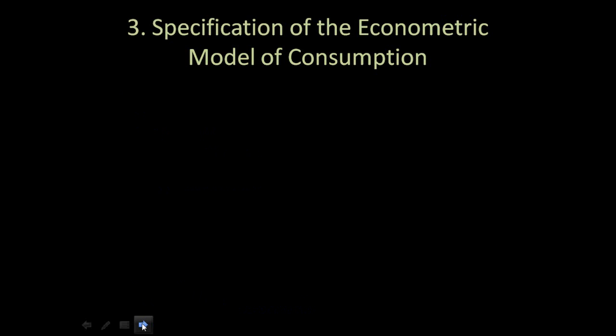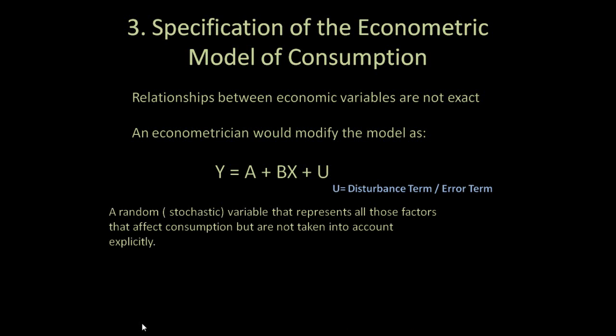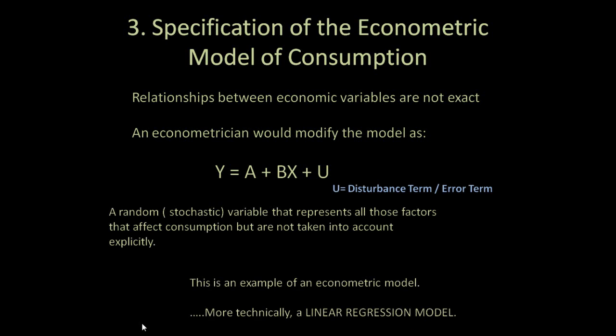In the third step, we have to convert this mathematical model into an econometric one. The rule being that relationships between economic variables are not exact. So an econometrician would modify the model as y is equal to a plus bx plus u, where u gives the disturbance term, also known as the error term. Here the error term refers to a random stochastic variable that represents all those factors that affect consumption but are not taken into account explicitly. This was an example of an econometric model, more technically a linear regression model.